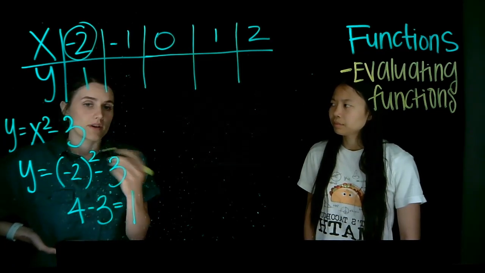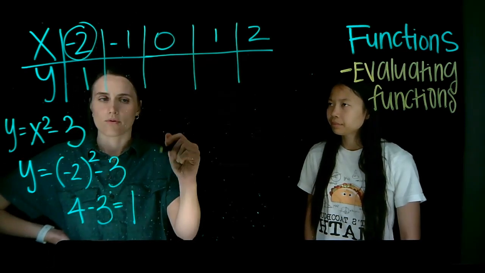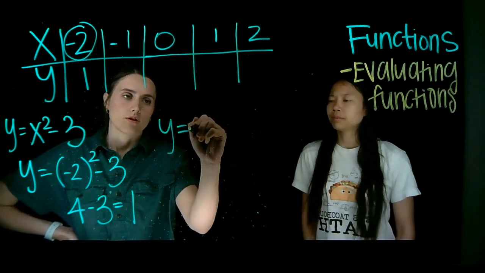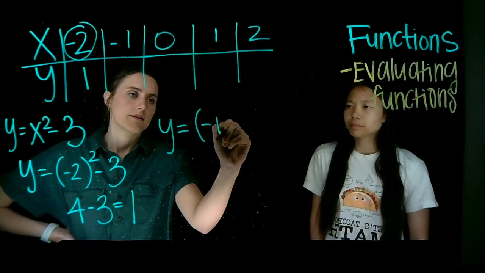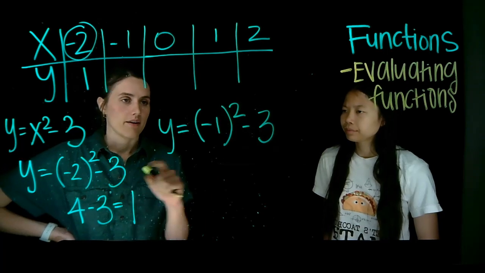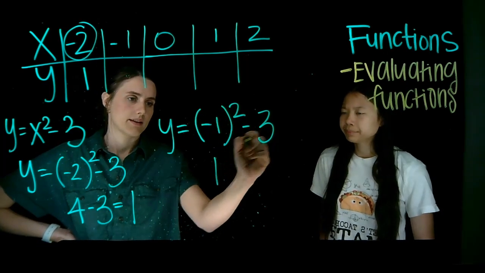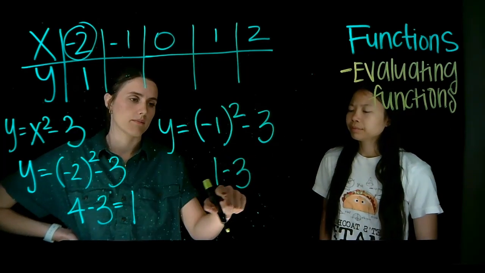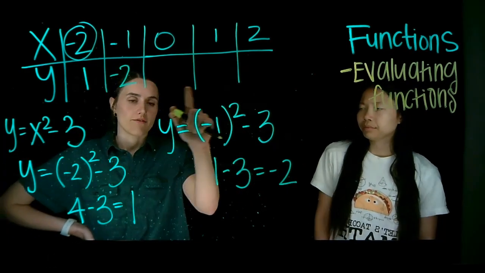And then we can do that for all of our x values. So we'll do one more example with this. We'll have y equals, instead of negative 2 right here, we're going to put in negative 1 squared minus 3. And then we'll have negative 1 times negative 1 is 1. And then subtract 3. And 1 minus 3 equals negative 2. And so we can do that for all those values.